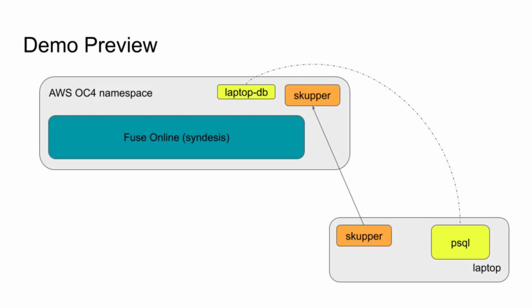We will then be able to create a Fuse connector that accesses our database just as though it were running locally in the Fuse namespace.